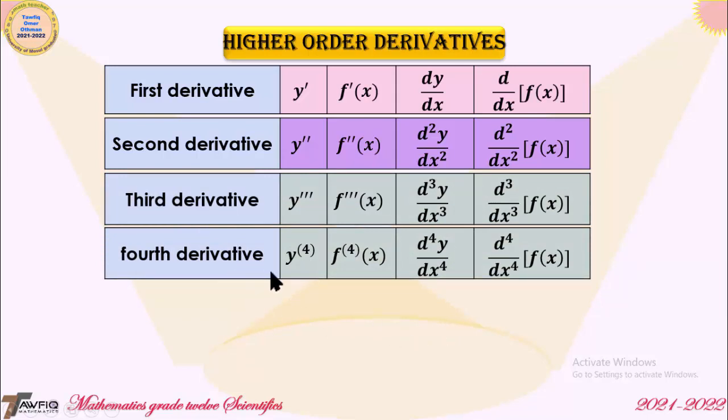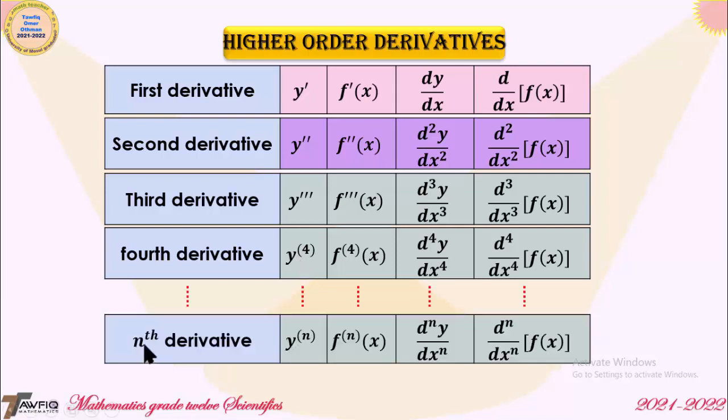Here in the fourth derivative, we write y and write 4 between two brackets to make a difference between derivative and the power. And the nth derivative is y superscript (n).